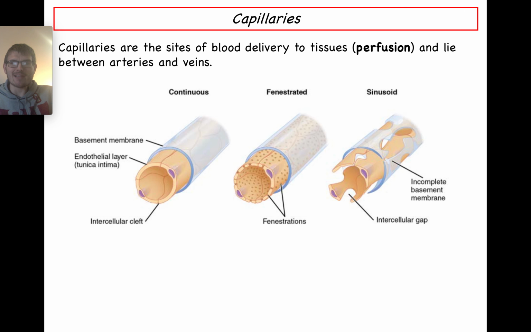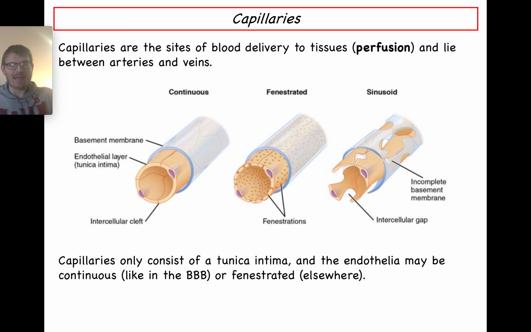Okay, so capillaries, I mentioned, are more or less just a single hollow layer of vascular endothelia with a basement membrane to help us attach it down to the extracellular matrix. So capillaries, as we mentioned before, are the site of blood delivery to tissues, which is called perfusion, and they lie in between the arterioles and the venules on the artery and vein side of the capillary bed. So capillaries, like we said, only consist of the tunica intima, meaning the vascular endothelia, along with the basement membrane that comes along with the territory.